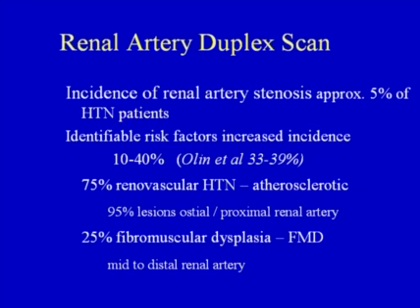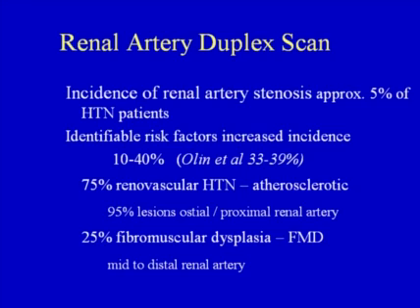So if a patient has carotid artery disease or iliac artery disease, they have an increased risk, 10 to 40%, of having a renal artery stenosis. Peripheral arterial disease, so basically your atherosclerotic patient. Of those patients with renal vascular hypertension, 75% of those will be atherosclerotic in nature.